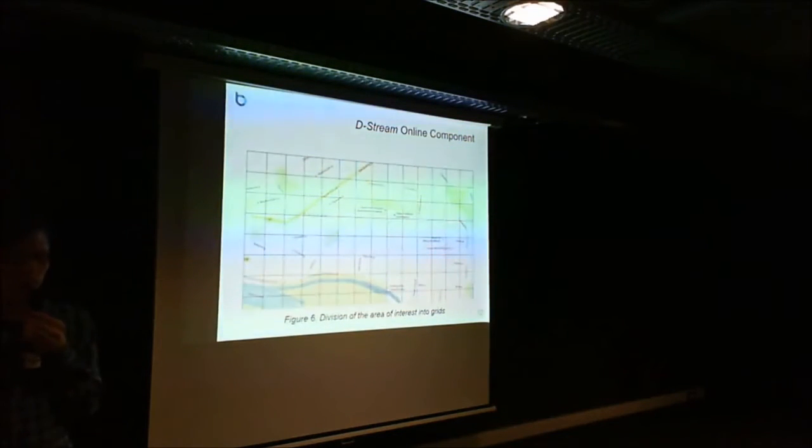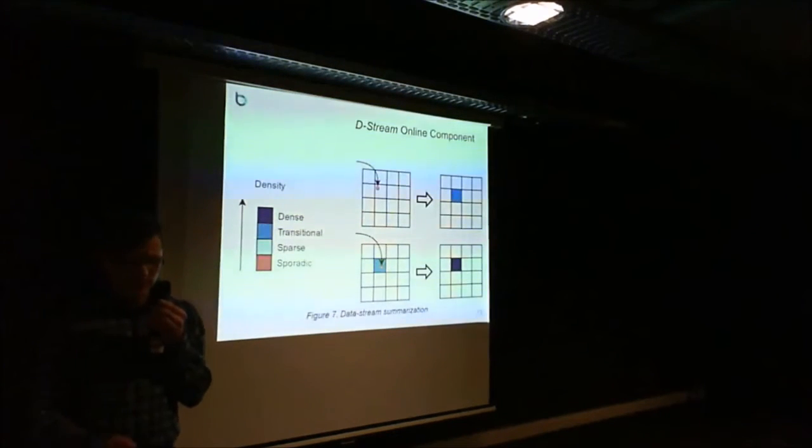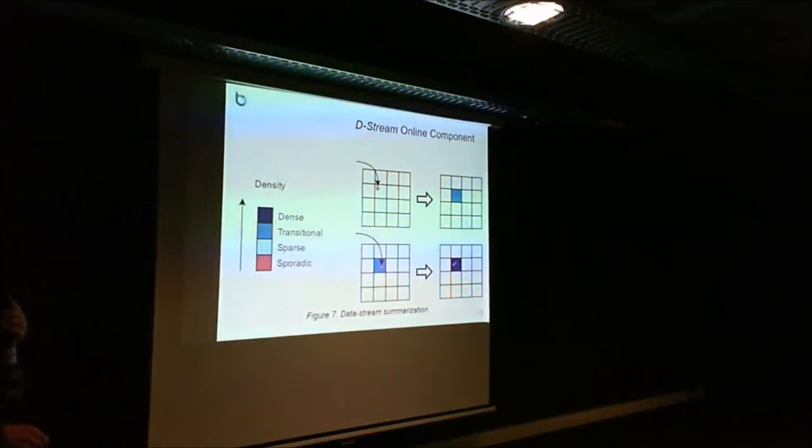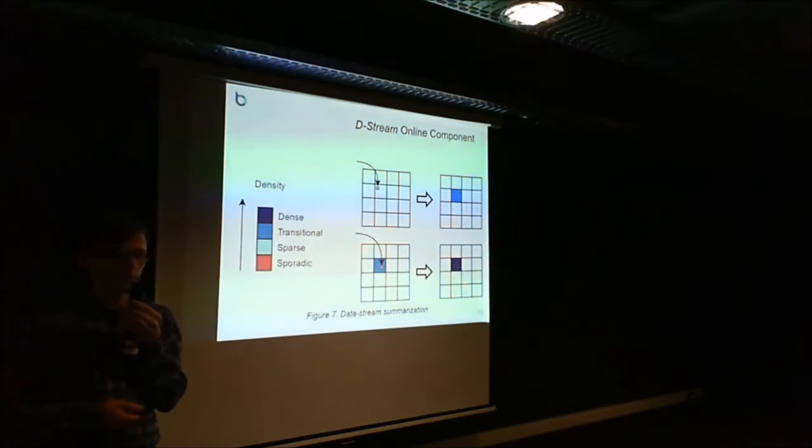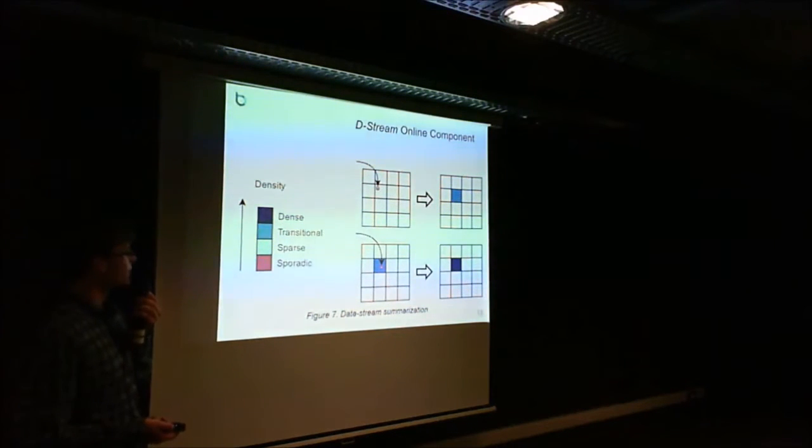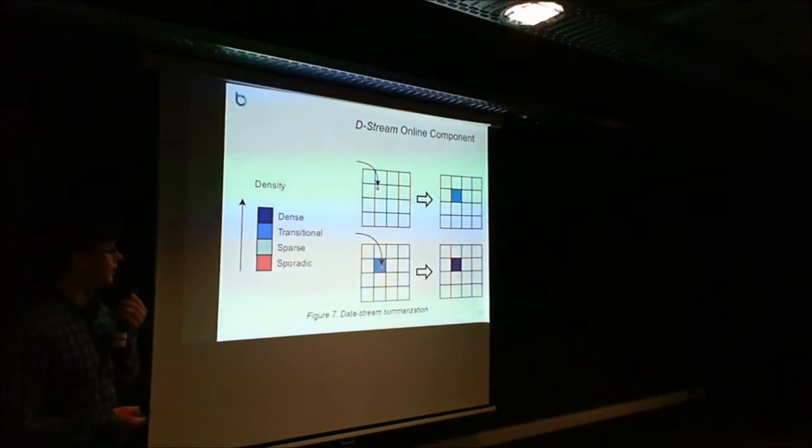It has this online component. So basically what it does, when a new record comes, it just maps it to the grid according to its coordinates, and then when a second record comes to the very same grid, it doesn't create new data, it just updates the density of the grid. So as more records come, density increases. As time passes, density is reduced by the decay factor that I mentioned before. So it's pretty simple actually, but it's clever.